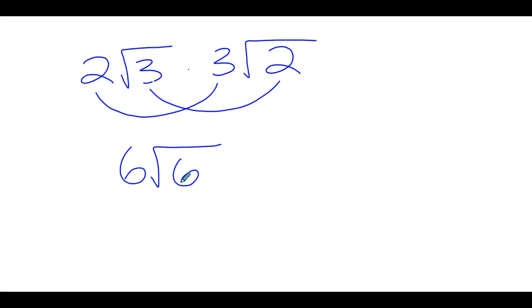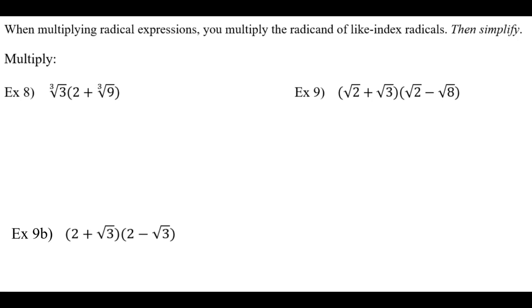Okay, now let's apply those to a couple examples here. We need to distribute here, so let's do example 8. We need to multiply that through. So what is the cube root of 3 times 2 going to be? 2 cube root of 3. Yeah, kind of like x times 2, we typically write as 2x. So let's write the whole number in front. So 2 cube root of 3.